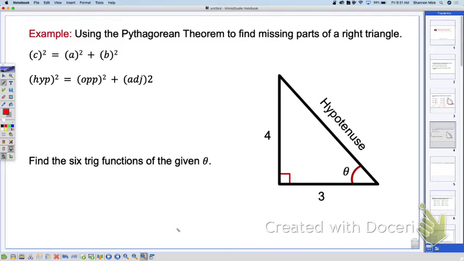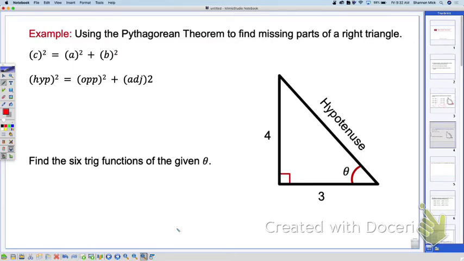So, find the 6 trig functions for the given theta. Well, here's my triangle. What am I missing? The hypotenuse. If this is a special Pythagorean triple, it is 3, 4, 5. It happens all the time. So if you get that in your head, you're like, ooh, 3, 4, 5, as long as 5 is the hypotenuse. If 5 is on a leg, don't get tricked, because the book does that a lot. They put 5 on a leg.